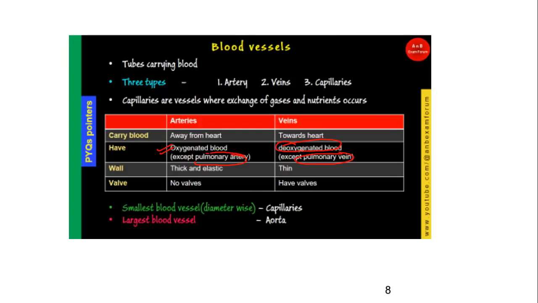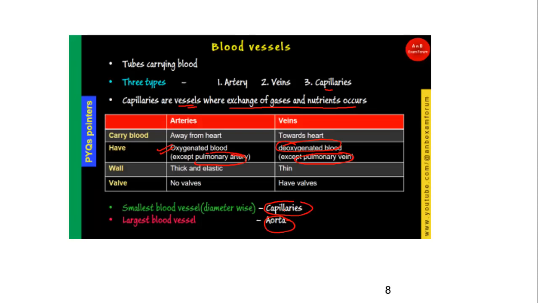So in order to expel through the body, through lungs, these are carried by the veins. Okay, the other one is the blood capillaries, which is basically the small vessel where exchange of gases and nutrients occurs. So in exam, if he asks you about the smallest blood vessel diameter wise, it is the capillary, and the largest blood vessel, it is the aorta.